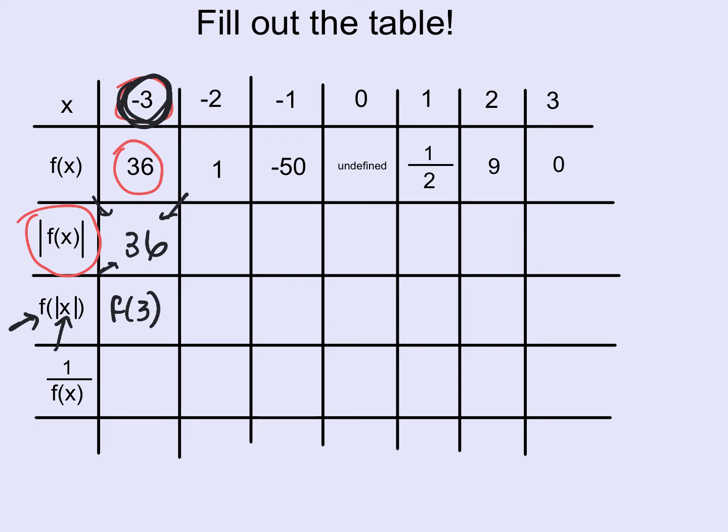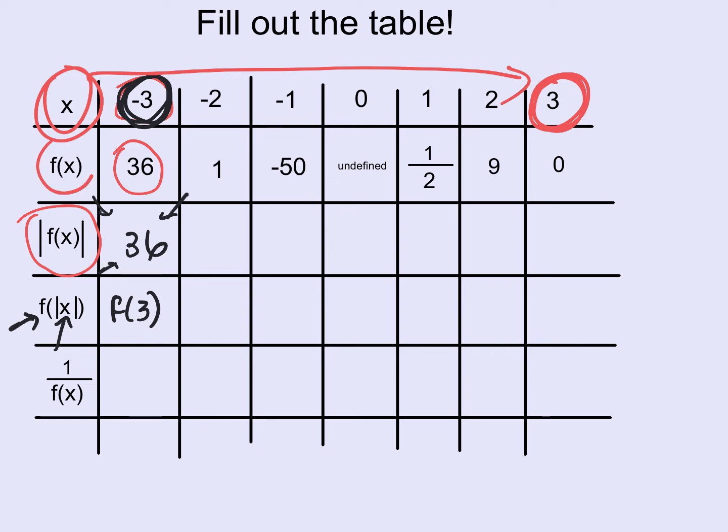Two people have seen it now. Up to 3. How are you supposed to know what f of 3 is? Jack? 0. Why? Because on the right side it says f of x when x is 3. Here's when the x was 3, f of the x was 0. So apparently f of 3 is really 0. So I should have really put a 0 here. You see what's going on here?